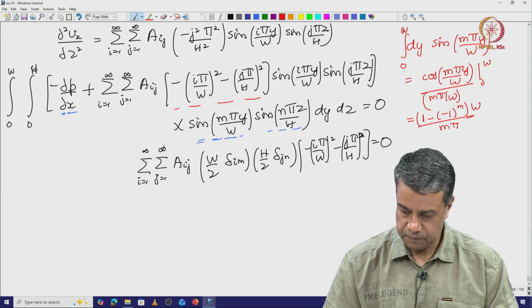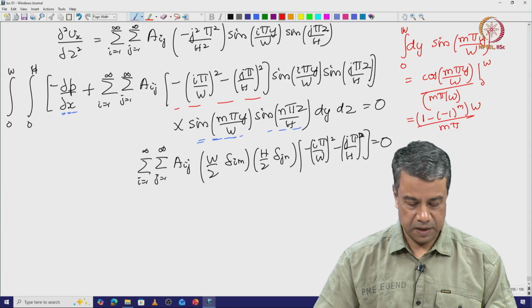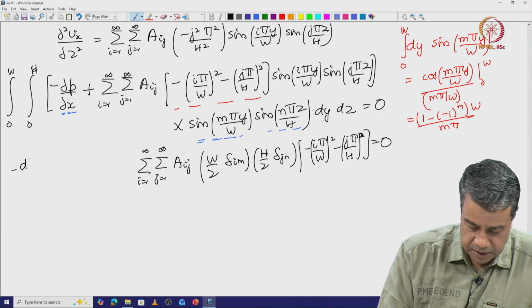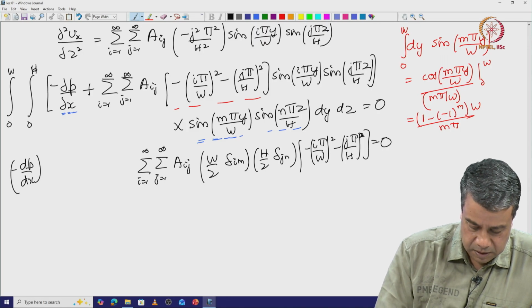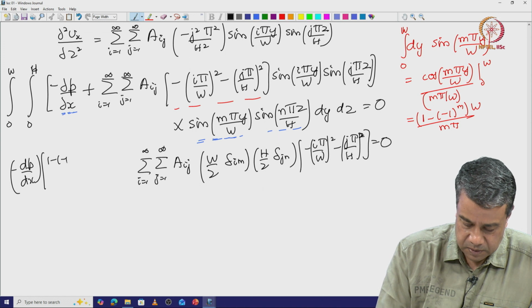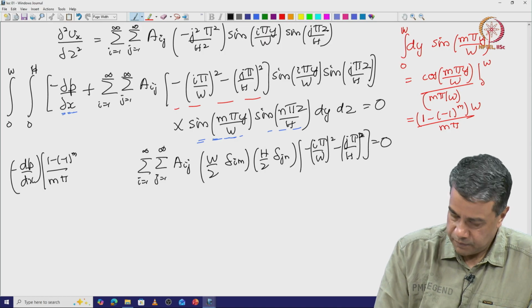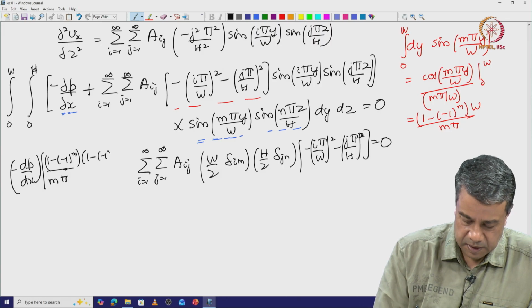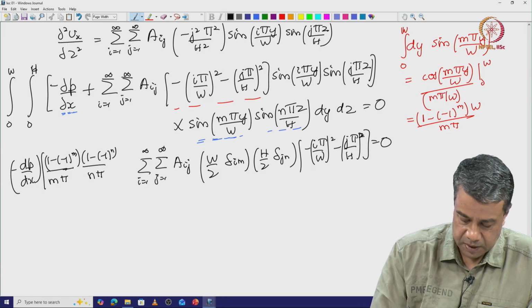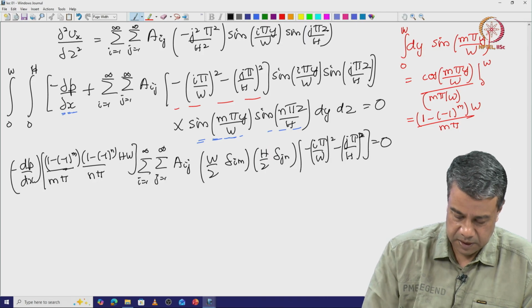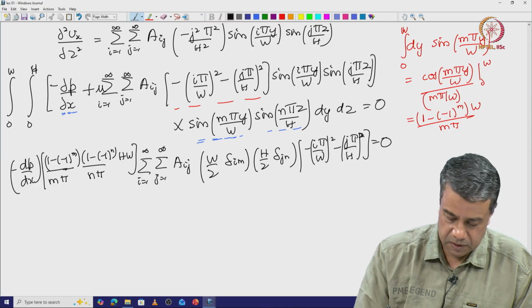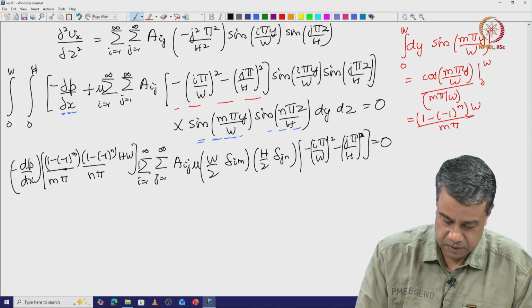And I do the same thing in the z direction. And then what I will get here is minus dP by dx into 1 minus 1 power m by m pi into 1 minus 1 power n by n pi into h into w. That will be the first term, and the second term I should recall that we have a viscosity coefficient here. So, I should write the viscosity coefficient also here.